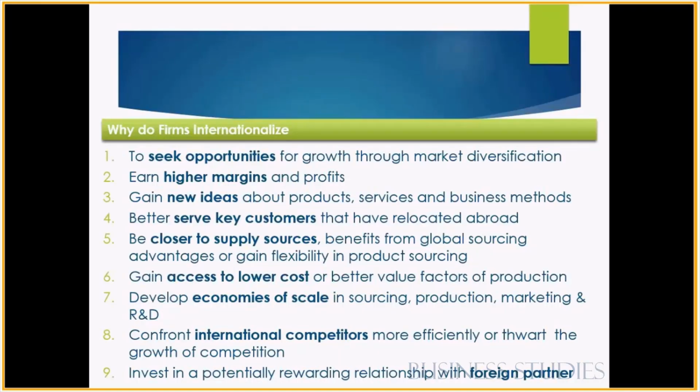Ninth point is invest in potentially rewarding relationships with foreign partners. Right. So whenever you are working in the international market, you come across a lot of international partners in terms of distributors, in terms of retailers, in terms of wholesalers, and later on you find out that they are the companies you can trust. Right. So simultaneously you think to broaden your relationship with those clients. So you may be opening up local branches in that country later on with the help of those foreign partners.